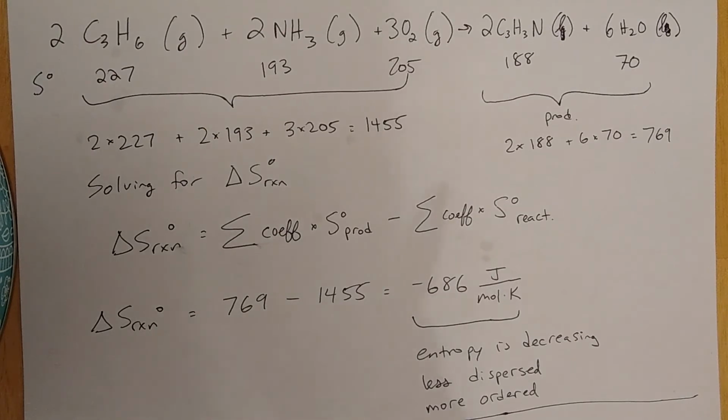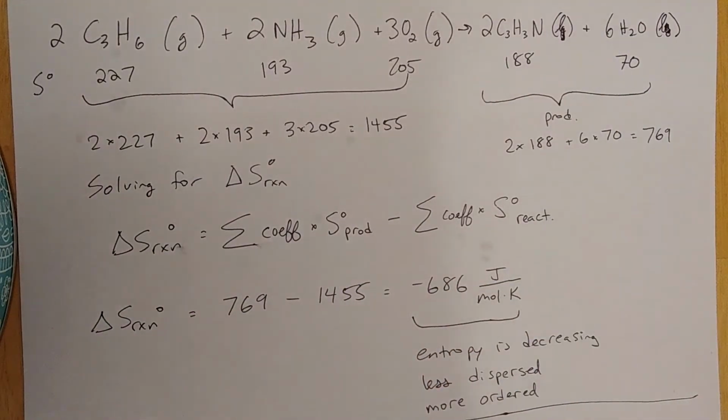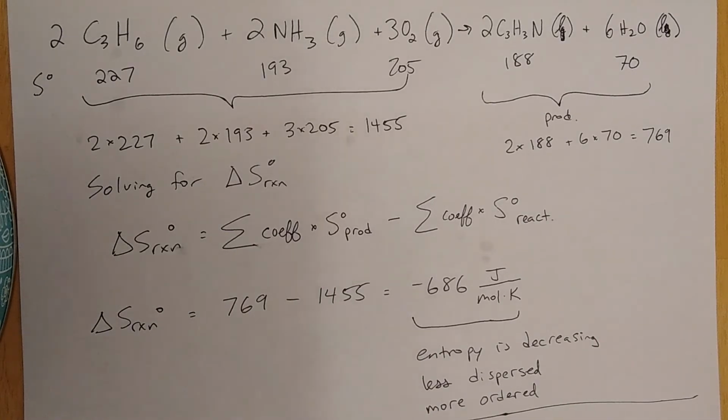Just to recap what we did, we looked up the entropies of all the reactants and products, and I listed them right under the reactants and products in the equation, which I kind of like to do. It's a little atypical, but that's how I like to sort of write my problems.